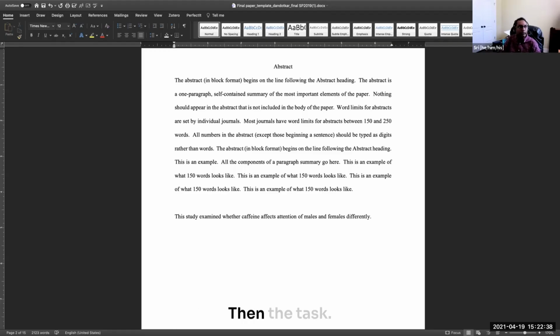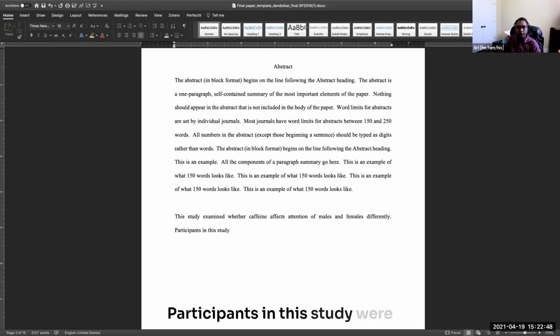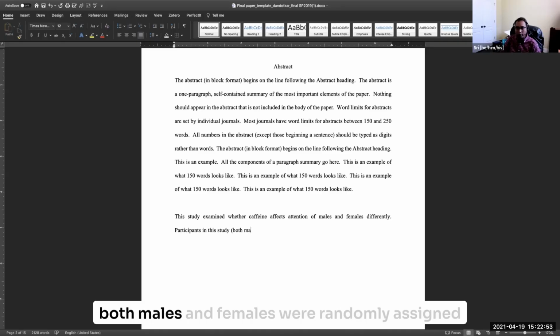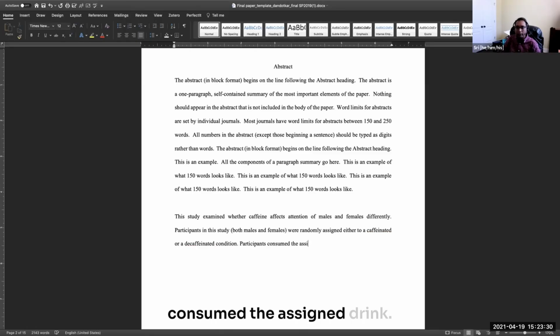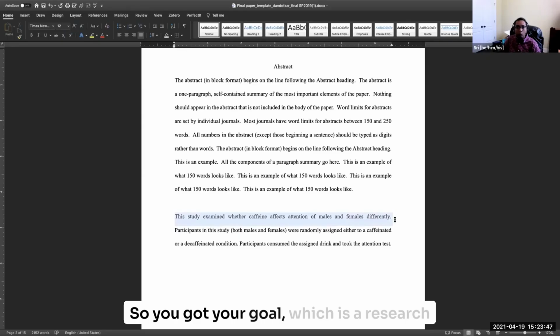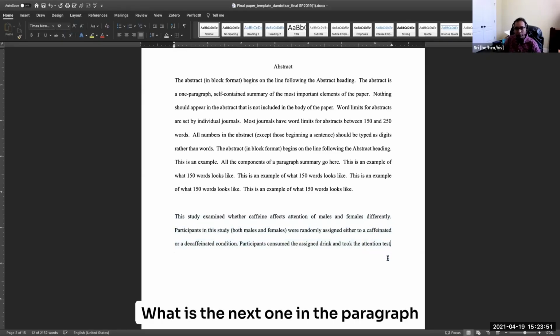What is next? Then the task, right? Participants in this study, both males and females, were randomly assigned either to a caffeinated or a decaffeinated condition. Participants consumed the assigned drink and took the attention test. So that's the task. So you got your goal, which is a research question. Then you got your task. What is the next one in the paragraph summary?